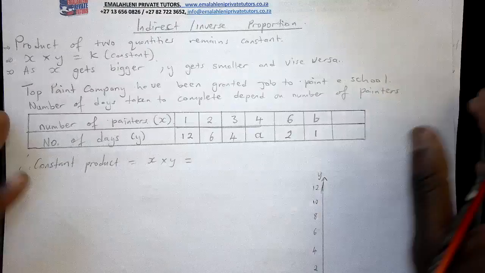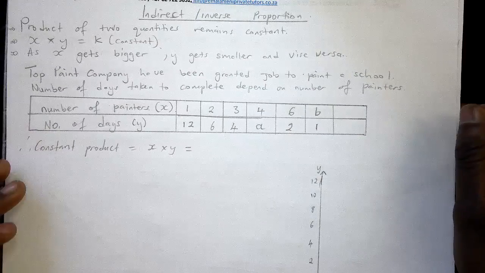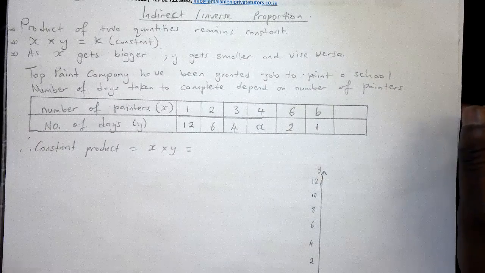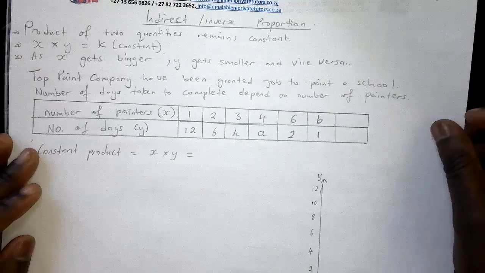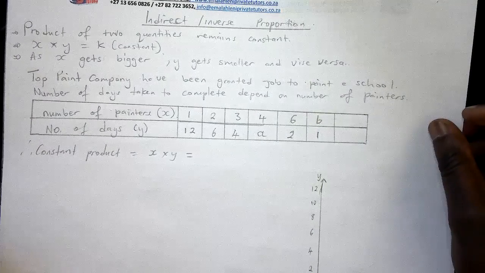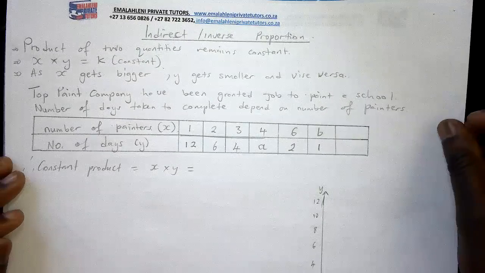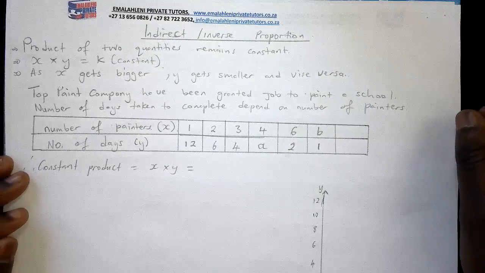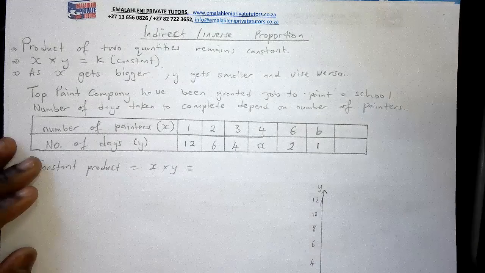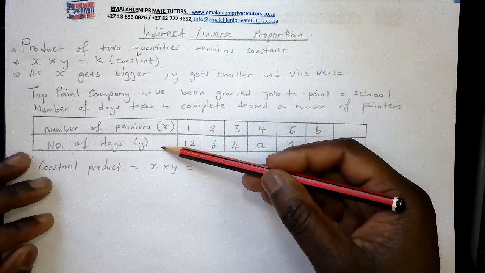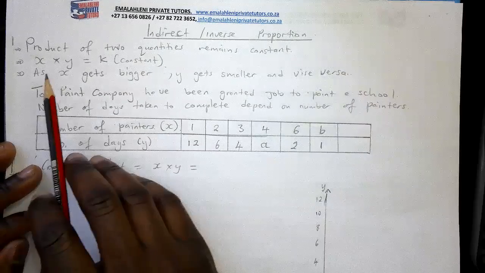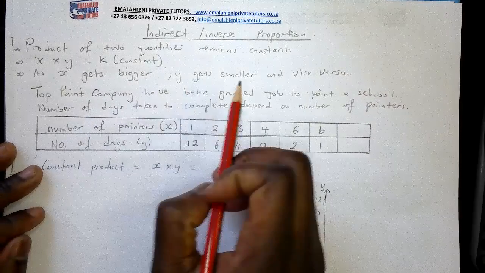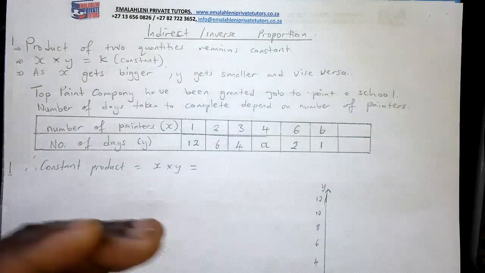Now let's see another type of proportion. It's indirect proportion, or inverse proportion. Here the product of the two quantities remains constant. Product means when you multiply the x on top and the y on bottom, you get the same answer when you multiply the second ones. So as x gets bigger, y gets smaller. It's vice versa.